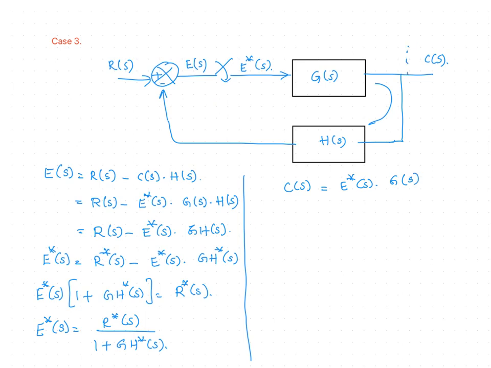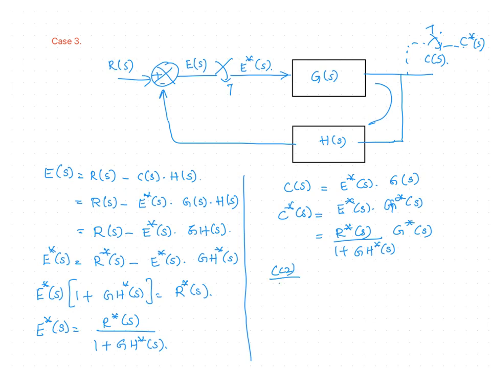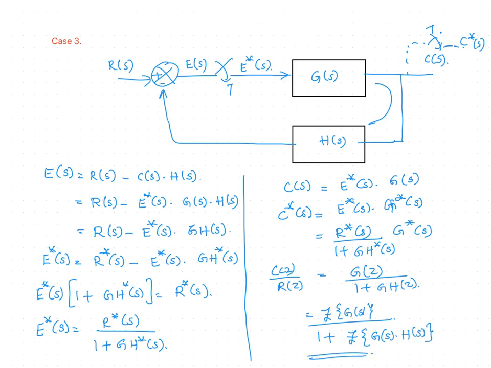So when you place a fictitious sampler at the output in order to find the pulse transfer function, which works at the same interval T, we can write C star of S is equal to E star of S into G star of S, and E star of S as R star by 1 plus GH star of S, into G star of S. So C of Z by R of Z is equal to, because C star can be written as C of Z, G of Z by 1 plus GH of Z. So this is the Z transform of G of S by 1 plus the Z transform of G of S into H of S, the combined, and then find the Z transform.